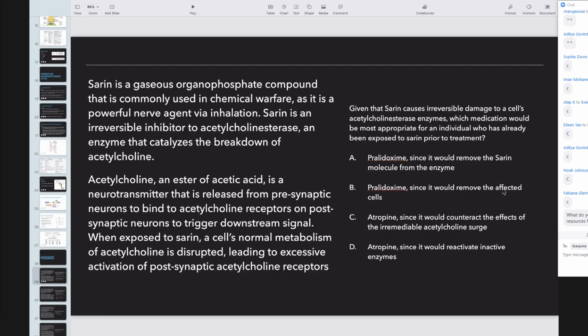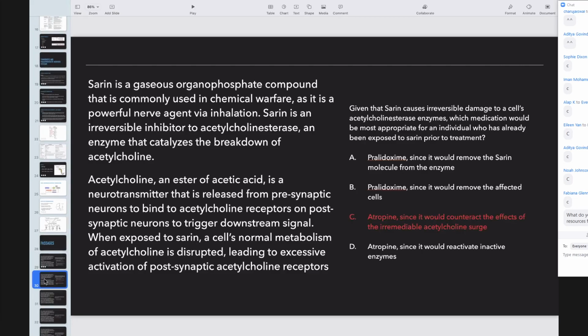So what this is going to do is target the downstream effects. Whatever the acetylcholine surge is doing downstream, atropine is going to try to counteract that. And then D, since it would reactivate inactive enzymes, no, it is irreversible. And it says that in the question. So the answer for this one will be C, right?